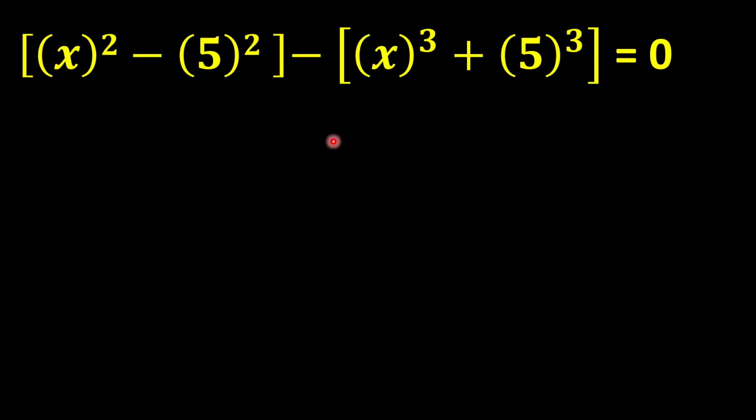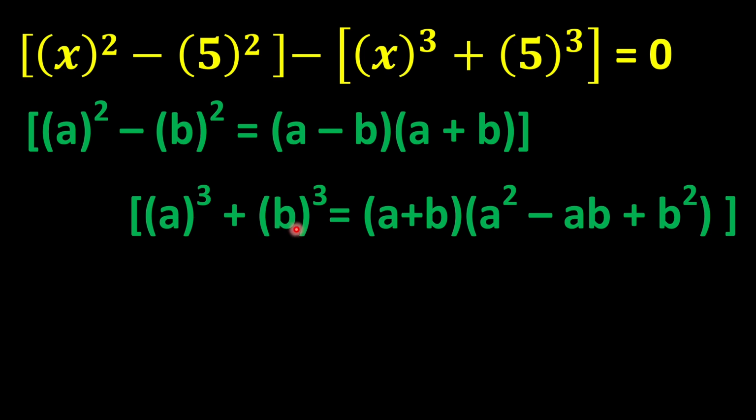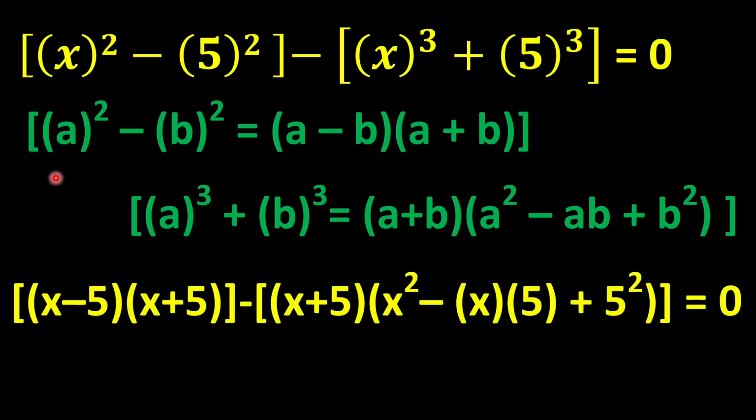So we will introduce two formulas over here. This formula a square minus b square, we will expand this part of the question according to this formula, which is equal to a minus b into a plus b. And we will introduce the a cube plus b cube formula over here, which is equal to a plus b into a square minus ab plus b square. So we will expand this question according to these two formulas. So let's apply these two formulas on the question.